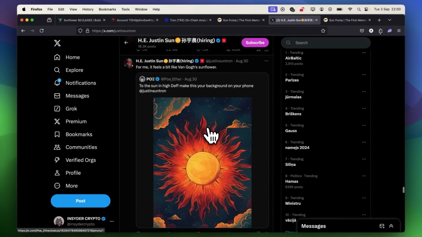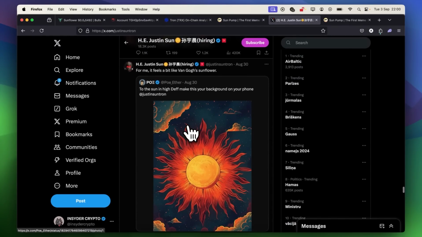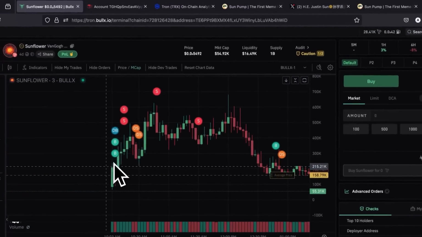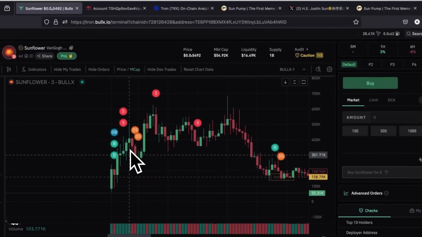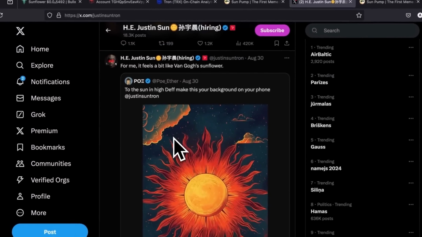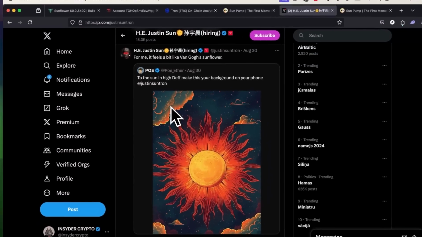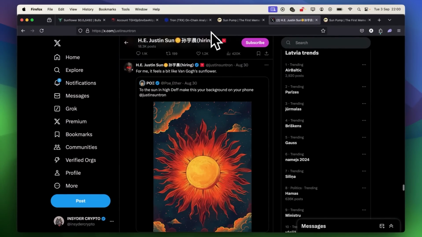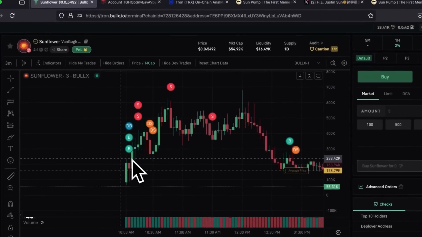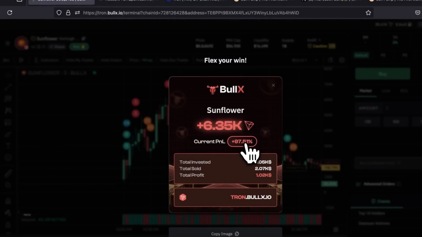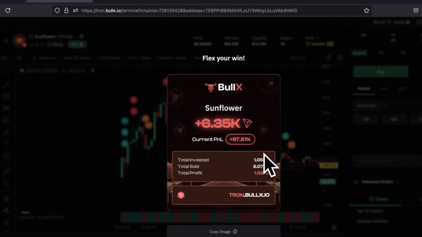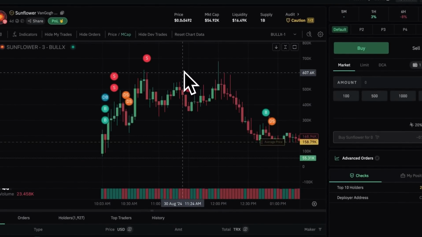And I didn't buy it off his tweet. I bought it off BullX, off of my filters. I noticed it off of my filters, and only then I understood why it's pumping by searching it up. So that's basically how I found it. That's one trade. How much did I make here? Nothing much. I only invested $1,000, came out with $2,000. Pretty decent trade, nothing crazy.